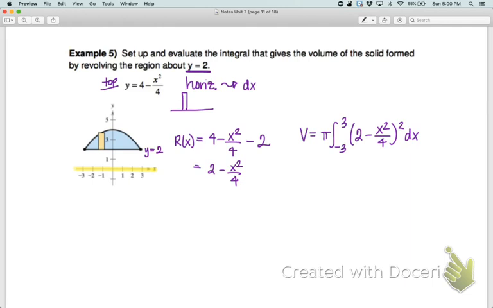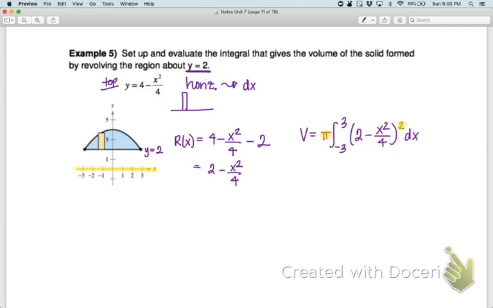Final word of warning, the biggest mistakes that I tend to see is people forgetting the pi. That just comes from the volume formula for a disk, so you got to have the pi in there, and it can be inside the integral or outside. It's just a constant multiplier. And forgetting to square the radius. Those are the two errors that I see pretty commonly. So that is how you can use the disk method to find the volume.